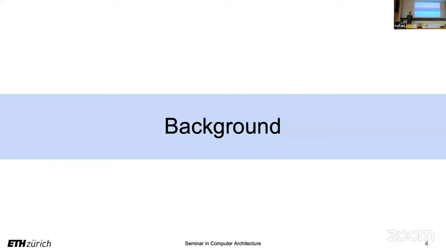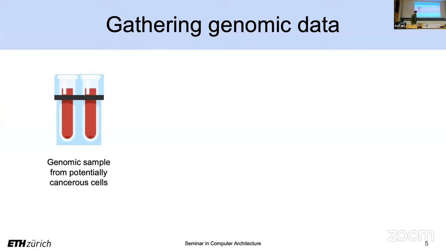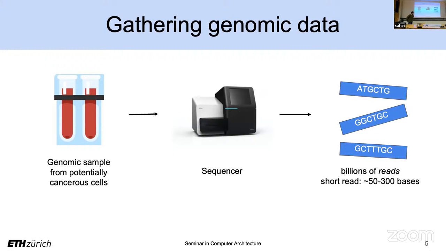What is DNA alignment? Why do we need or want this? So imagine you start with a genomic sample. This could be from cells, and you want to know what it is. You can imagine this for purposes of a diagnostic or something like this. So you put this in a machine, which is called a sequencer, and you get reads. Reads are small strings. We speak of short reads when these strings have a length of approximately 50 to 300.